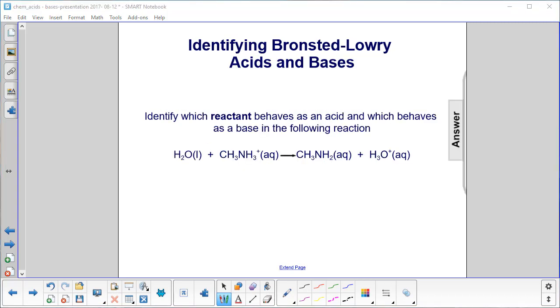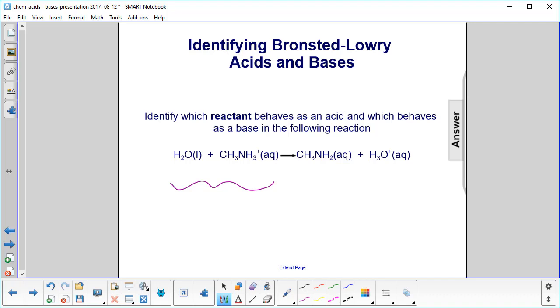Identify which reactant behaves as an acid, and remember the reactants are over here, and which behaves as a base in the following reaction. So we have water plus a methylamine ion forms methylamine and a hydronium ion. Let's see if we can do this before we pull the answer tab. You take a shot at it first so I won't say anything.